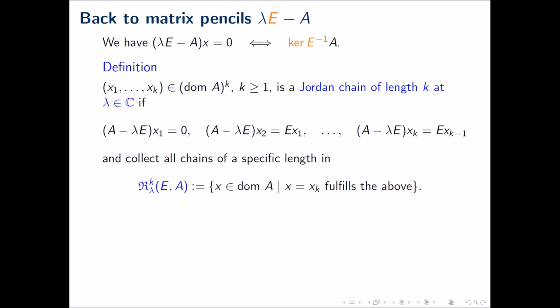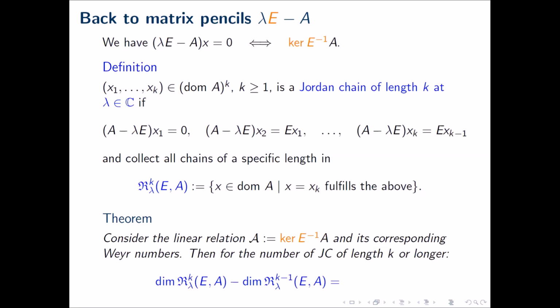So now we have Jordan chains for the pencil. I will not use it, but nevertheless, we have some sort of Jordan chains for the pencil. We also have Jordan chains for the linear relation, and we want to relate them to each other. And this is now the collection of all Jordan chains of a specific length. So this is what we want to investigate, and this is all that I want to show you.